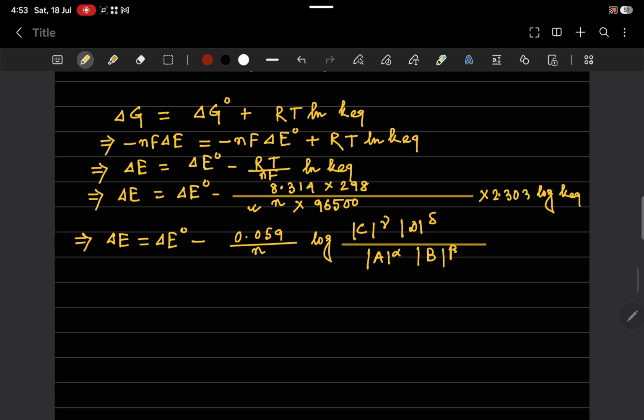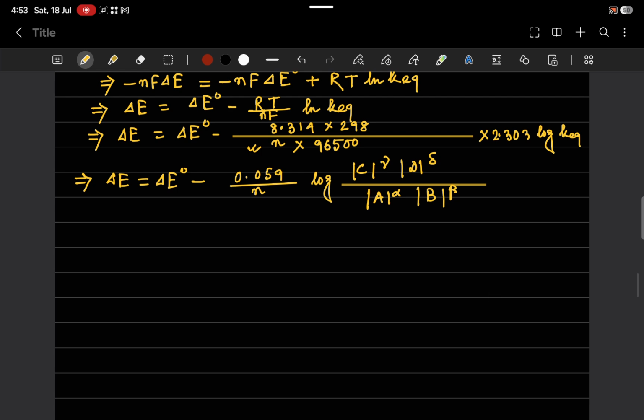Okay, up to this I think it is clear to all of you. Now you can understand what I am trying to teach you. So up to this is clear. Here you can understand that this n is the number of electrons transferred during any redox reaction. Now we should know the factors that can affect the delta E.